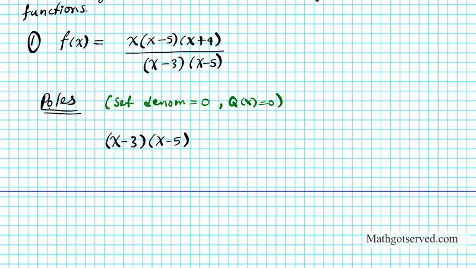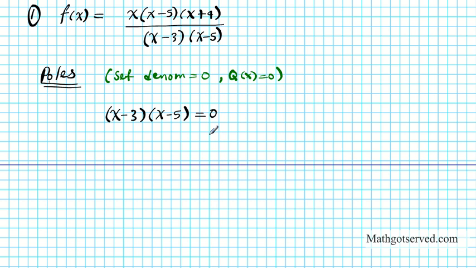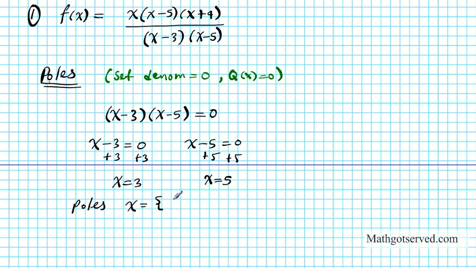So what we're going to do is set it equal to 0. And to solve this, we'll simply use the zero product property. The product of these two quantities is 0, so x minus 3 is 0, or x minus 5 is 0. If you solve this, you add 3 to both sides, and you have x equals 3 as your first pole, and this one you add 5 to both sides, and then you have x equals 5 as your second pole. So your poles are x equals 3 and 5. Okay, so there you have it.